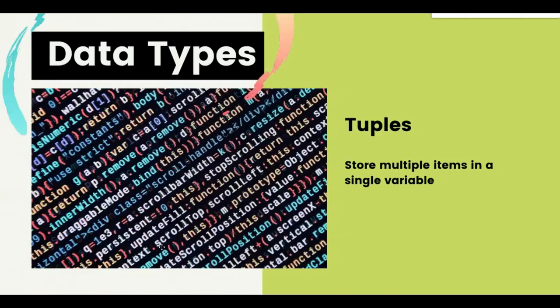As we already discussed data types in Python at the beginning, in today's session we are going to discuss one of the data types, the tuple, which stores multiple items in a single variable. It is a collection of items which is ordered and unchangeable. Ordered means the order is fixed, and it does not allow duplicate values. Unchangeable means we cannot change, add or remove items once our tuple has been created.